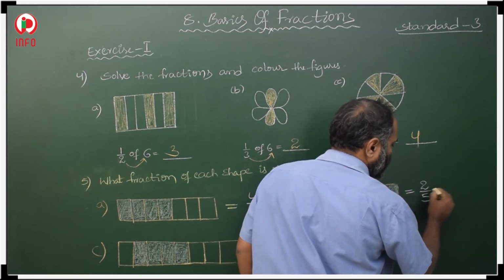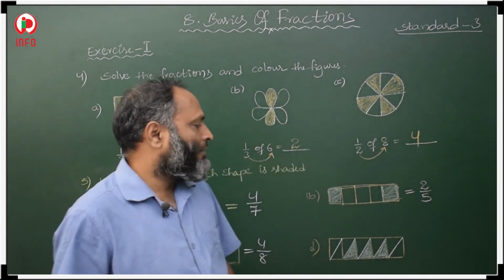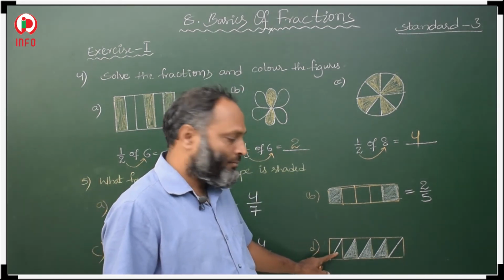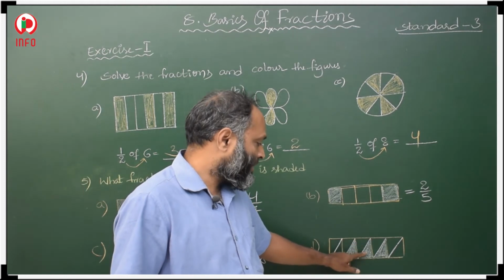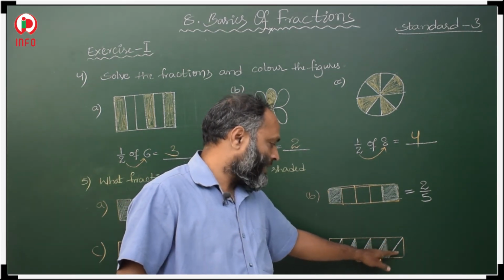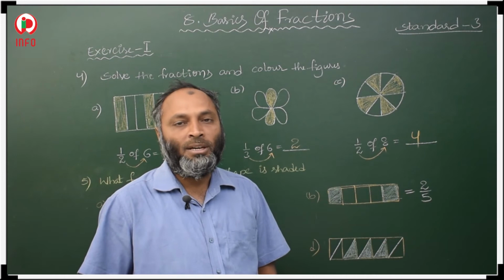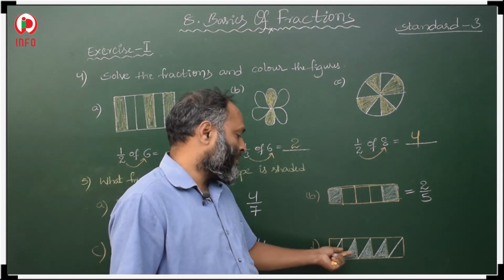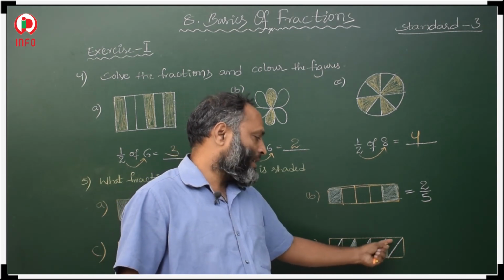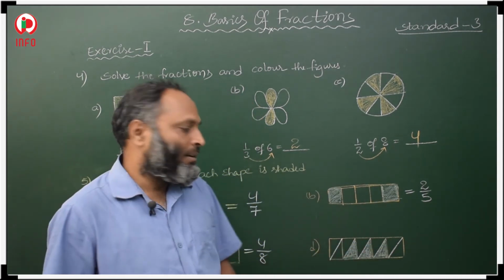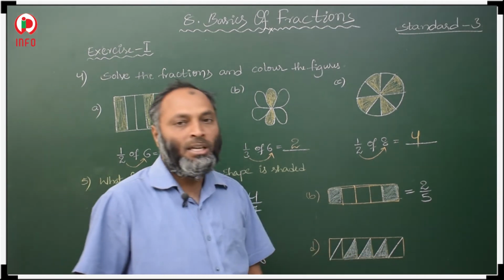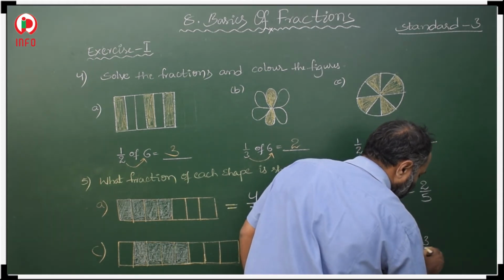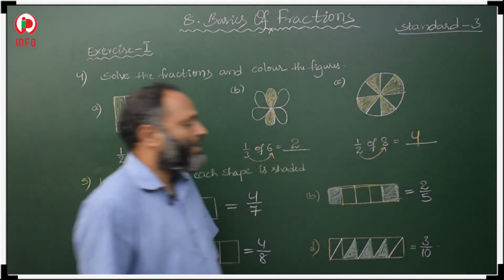Here in the next, how many equal parts are there? We have to check first. 1 2 3 4 5 6 7 8 9 10. 10 equal parts. In these 10 equal parts, 1, 2, 3, 3 parts are shaded. So that means 3 by 10, this is the answer. Okay.